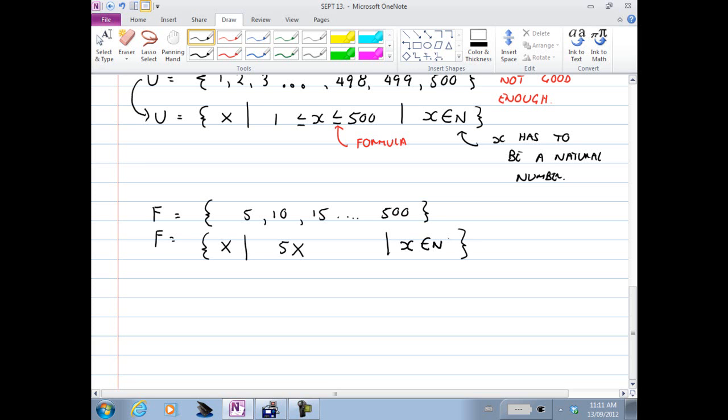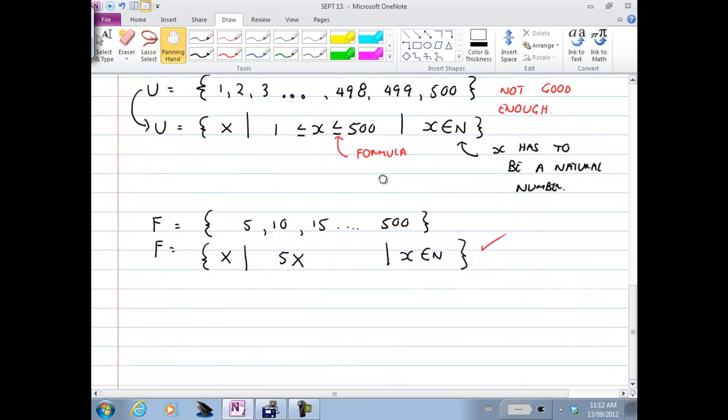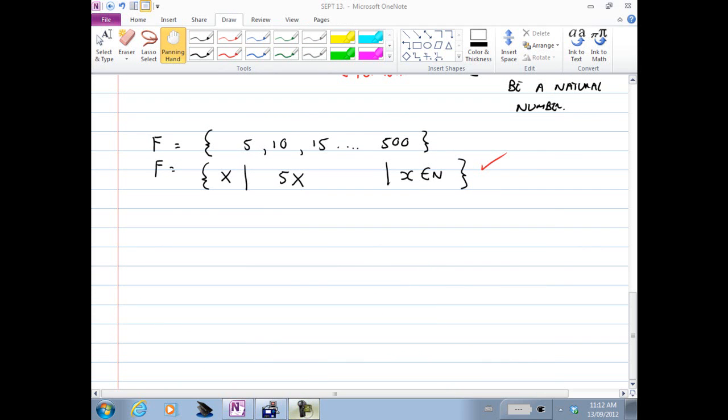Look at my formula. This is called how we write down the proper subset. But there's one more. I say there's another subset for multiples of 10. How would you write that? I'm going to pause it again.